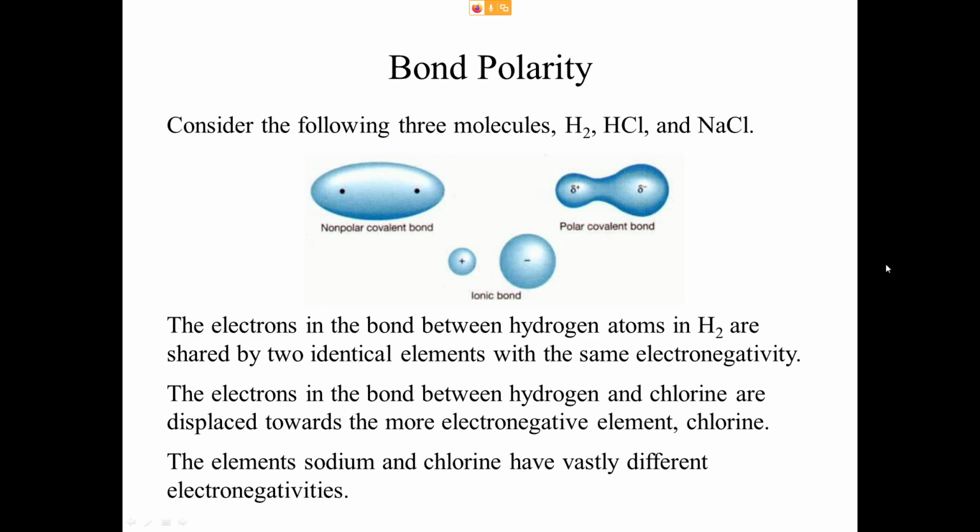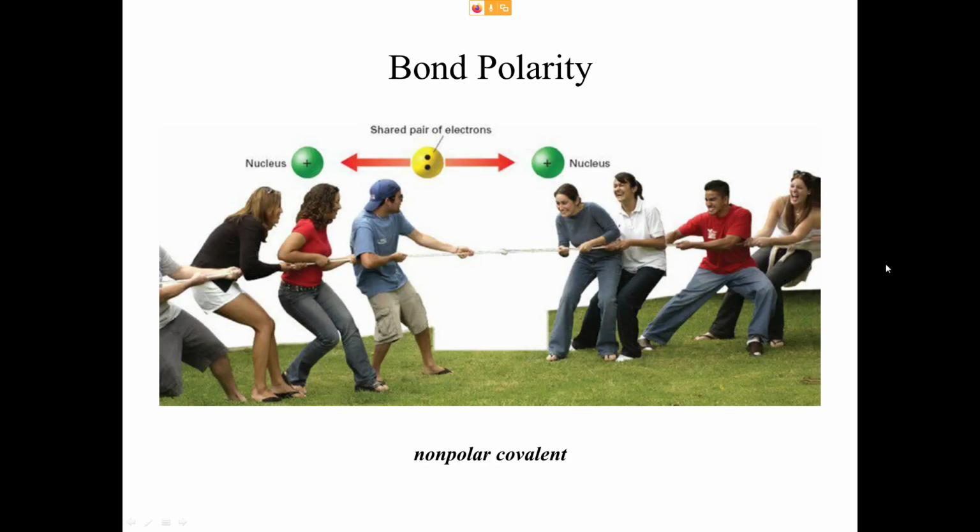Right? And I have some cartoons to help describe this. This helps visualize it for you. A nonpolar covalent bond is where the electrons are kind of in a tug of war between the two nuclei, and in this case, nobody's going to win, right? It's an equal tug.